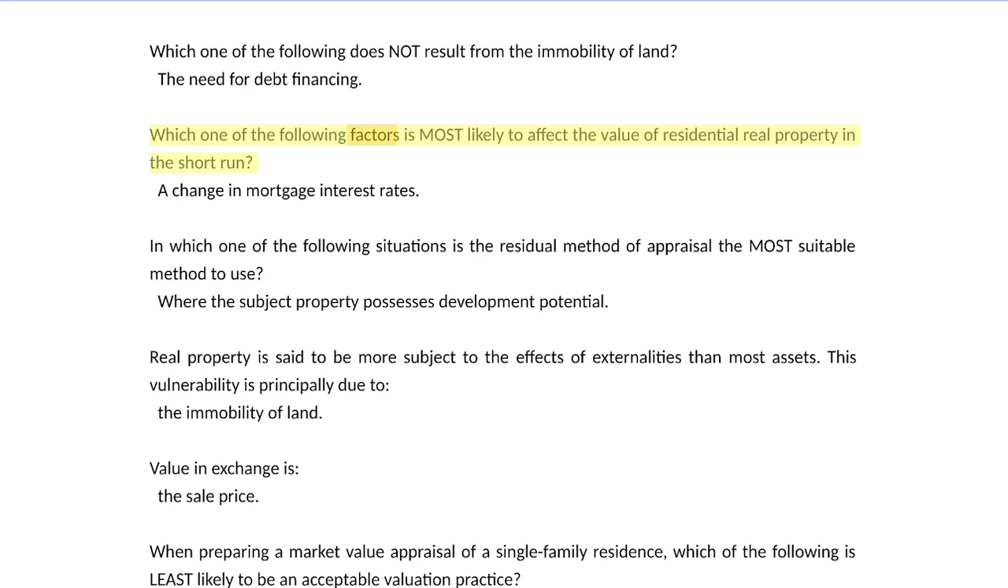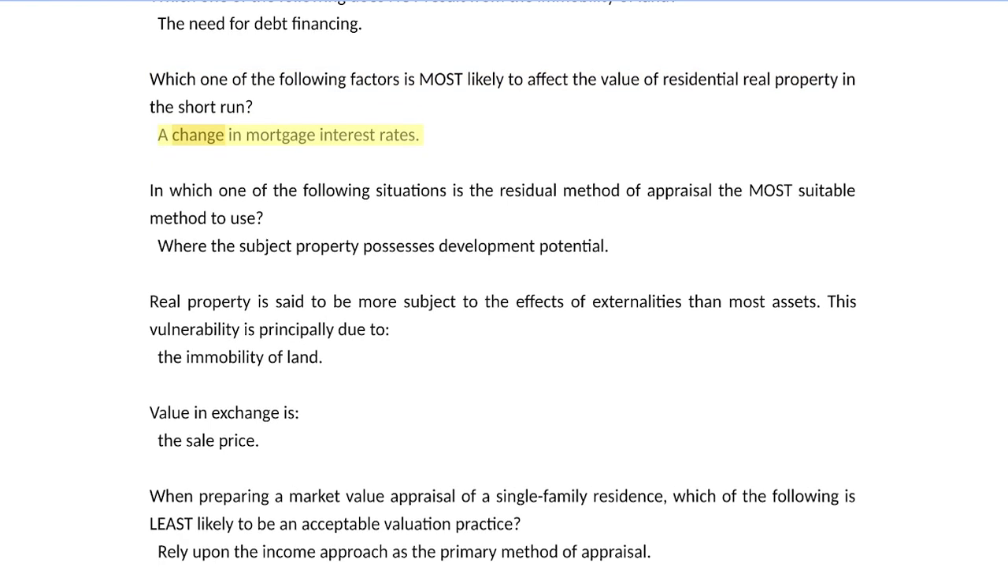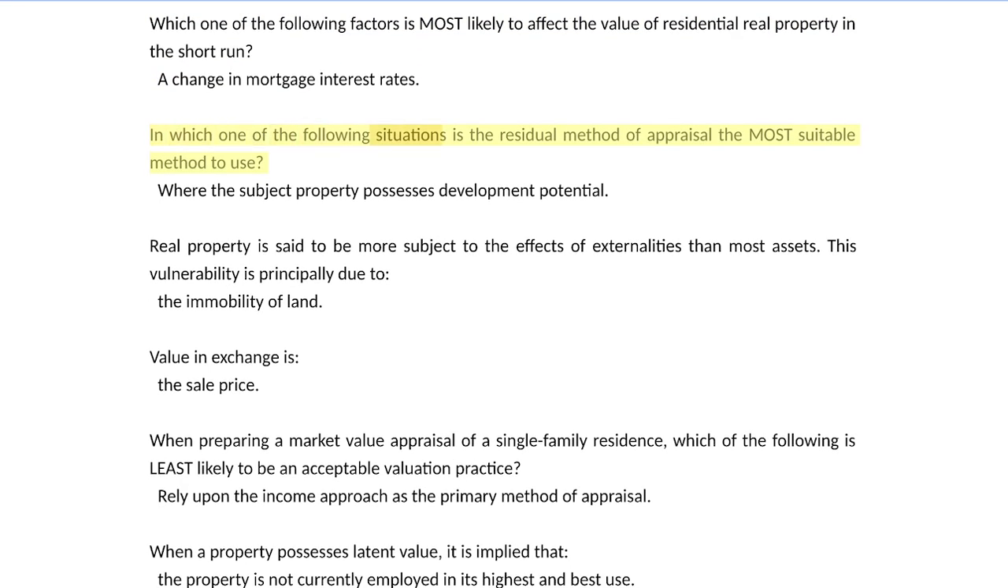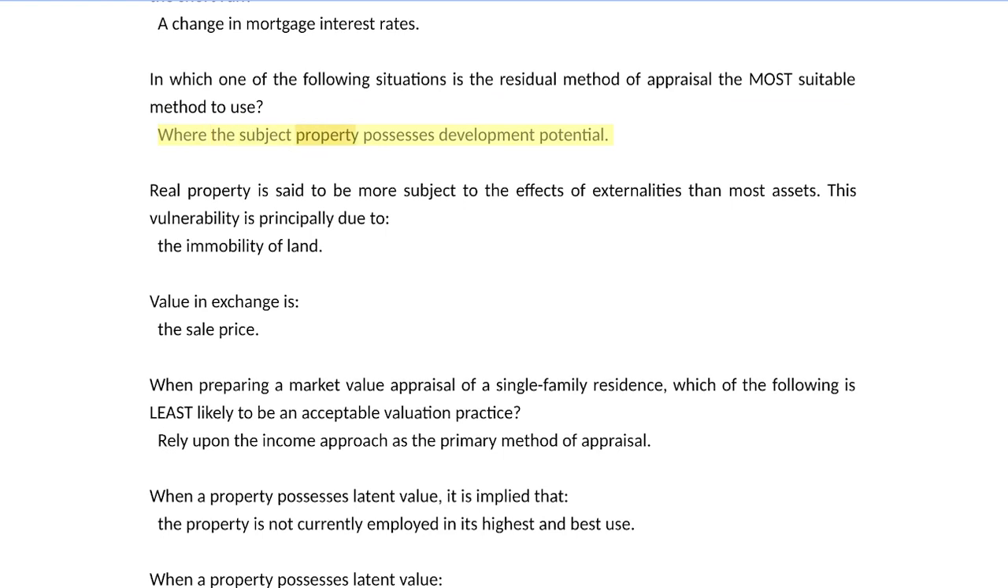Which one of the following factors is most likely to affect the value of residential real property in the short run? A change in mortgage interest rates. In which one of the following situations is the residual method of appraisal the most suitable method to use? Where the subject property possesses development potential.